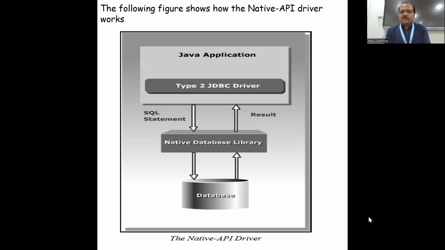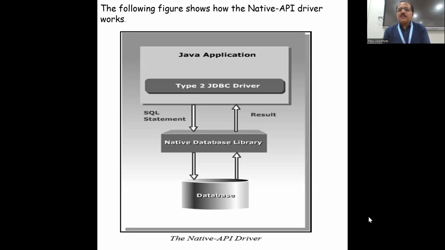Now, there is a benefit of this type 2 driver, the native API driver, over the JDBC ODBC bridge driver. In the JDBC ODBC bridge driver, we know that a Java application cannot communicate with the ODBC driver directly, so in order to make it communicable, a JDBC ODBC bridge driver was required. So one extra layer was there. But here in the type 2 driver, the extra layer which was there in the JDBC ODBC bridge driver is not available. As a result, this driver has better performance than the JDBC ODBC bridge driver, which we had as the type 1 driver, and it is usually used for network-based applications.